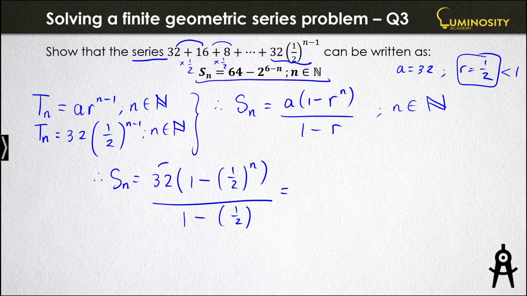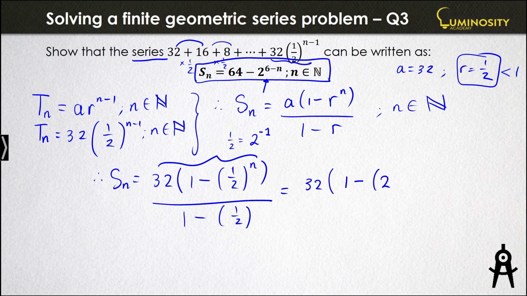So now we've got to clean this up and make it look like this, which we've been asked to show that it can be written like that. So in my numerator, all I'm going to do is change the half to 2 to the power negative 1. That's using exponential laws, right? The reason I'm doing that is because I see in the expression there's a 2 and there's a negative n in the exponent. So that's why I'm first making that change in the numerator: 1 minus 2 to the negative 1 raised to the n. And the denominator, 1 minus a half is just a half.